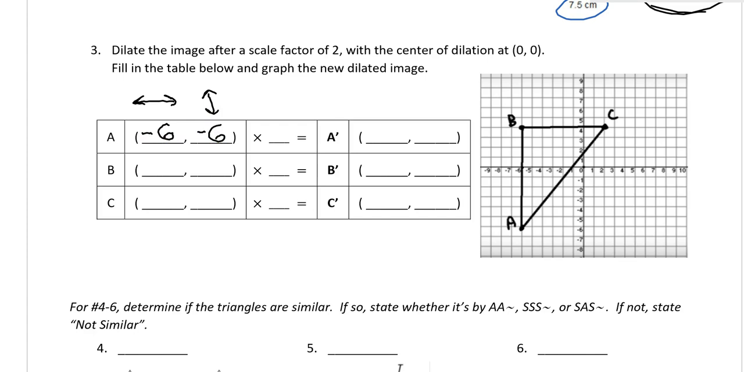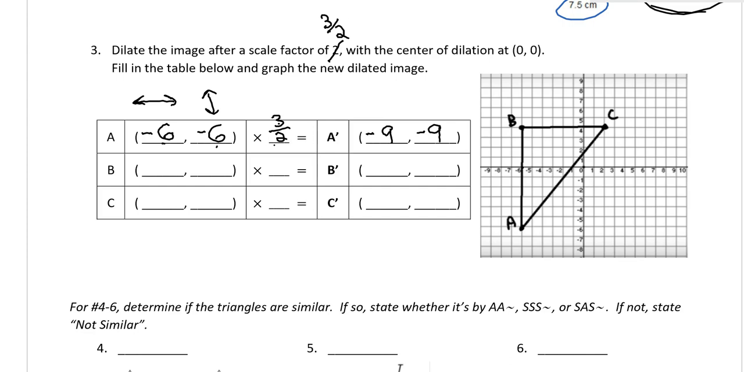Why would we do a scale factor of 2? It's not going to fit. I'm changing this. We're going to change it to 3/2. Why not? -6 times 3/2 is -9. -6 times 3/2 is -9.